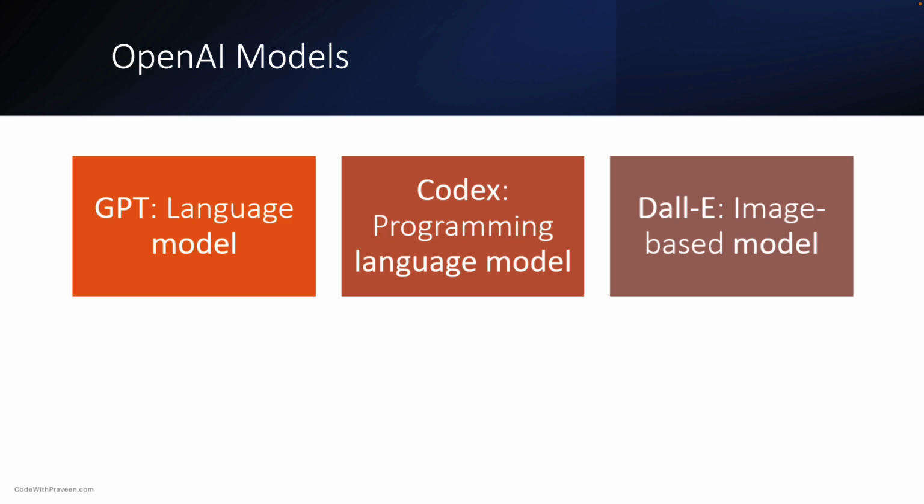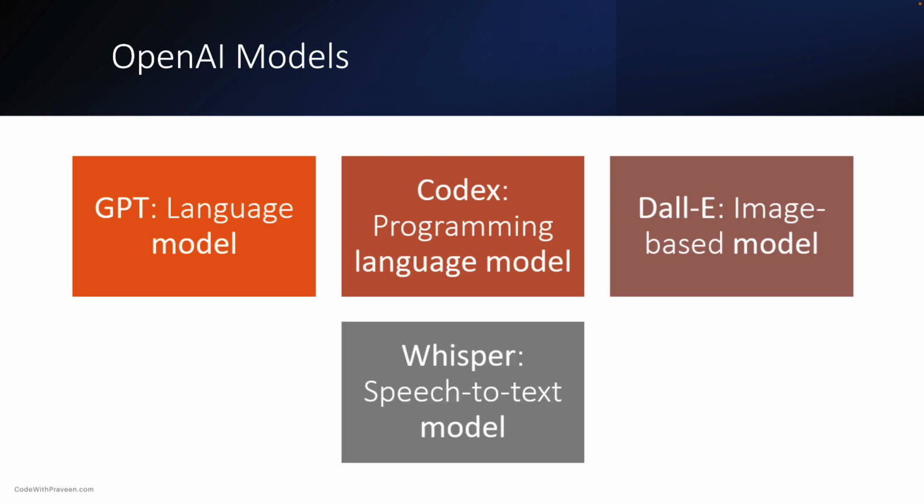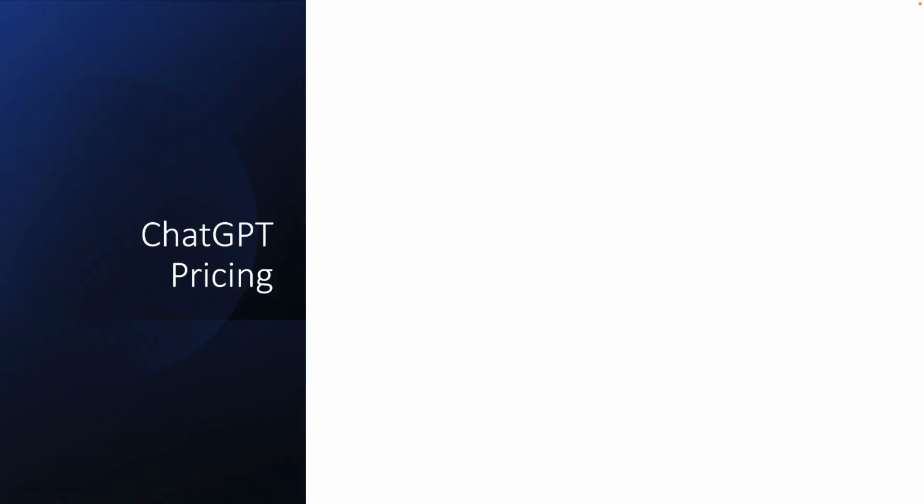Similarly, we have an image-based model named DALL-E, wherein it's going to generate an image based on the textual information that you have given. Finally, we have Whisper, a new model that has been released, which is a speech to text model. You give it an audio file, then it's going to transcribe and give you the corresponding textual output. So these are all the models available as of the current recording. Definitely there are going to be more models available in the market as we keep progressing in AI. The focus of this course is on ChatGPT.